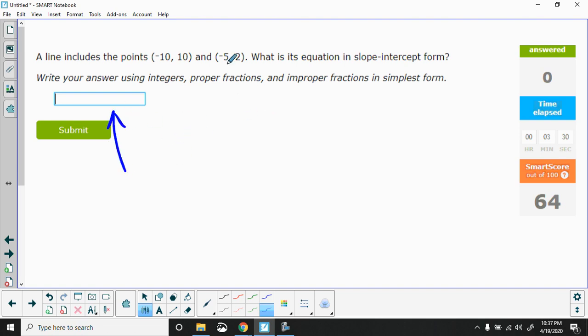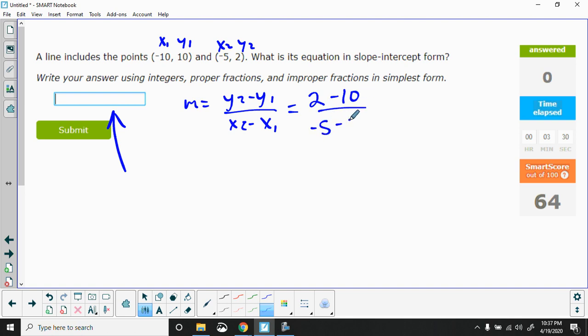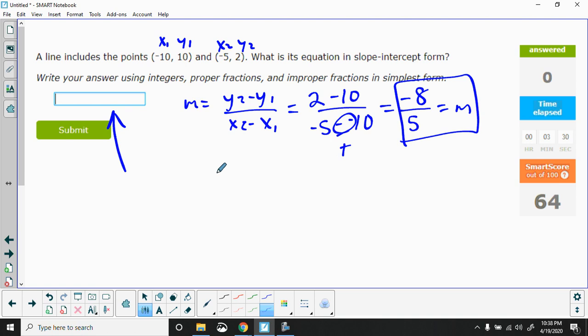x1, y1, x2, y2. Slope formula. Plug in what you know. 2 minus 10, negative 5, negative 10. Okay. Negative 10, 2 minus signs. Two negatives make a positive, so 2 minus 10 is negative 8. Negative 5 plus 10 is 5. That's going to be our slope. Okay. Improper fractions are okay, so we're doing good.